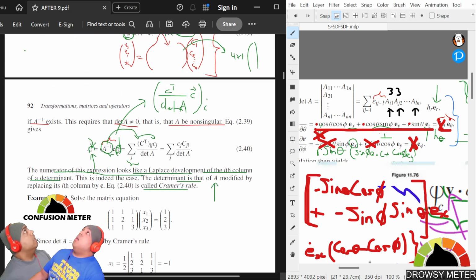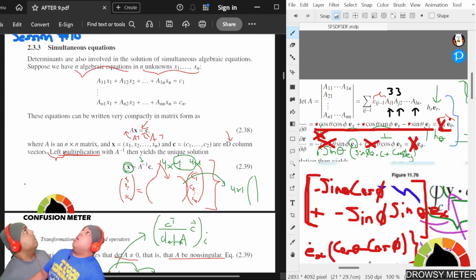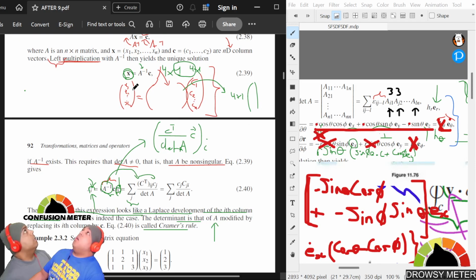Solve the matrix. We'll come back to this. Let me just reread it real quick. These equations can be written like this. The jump from here to here is xi equals this. From here to here, this is just the indices.